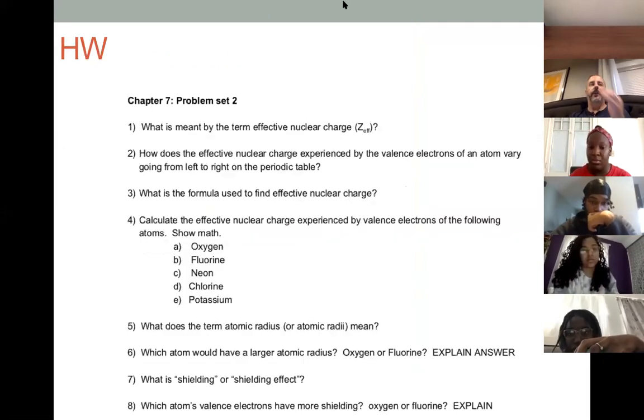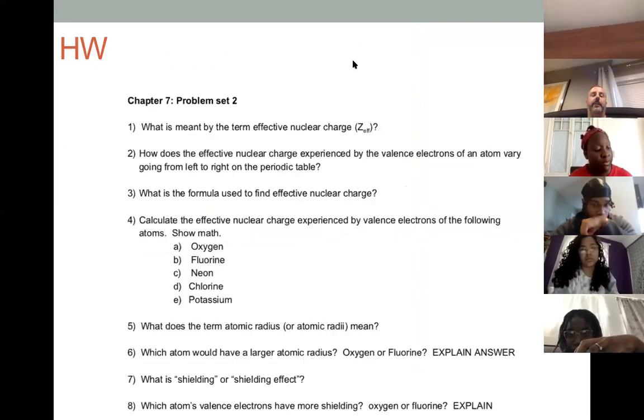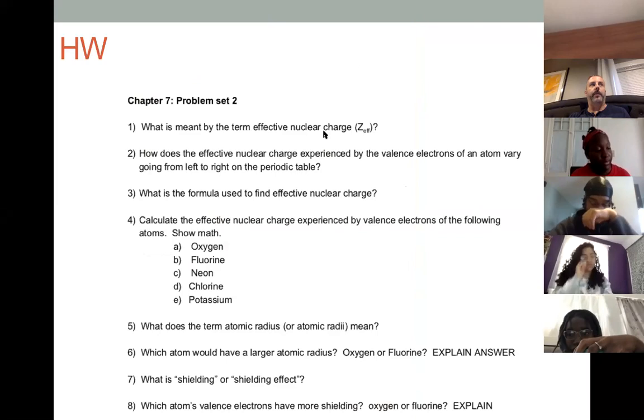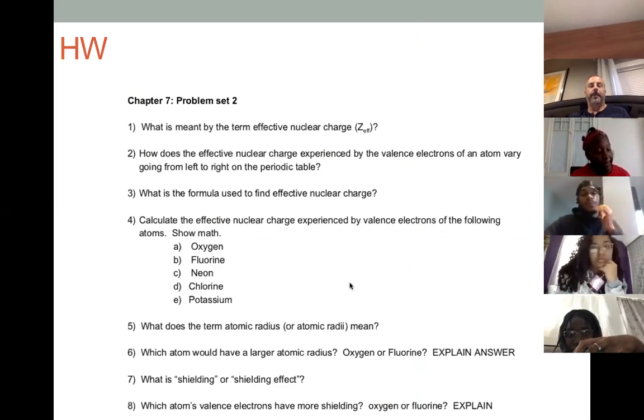Last night's homework, if you turned it in last night, I returned it already to you. Any questions on this first part? We're going to go over this today. Today we're going to talk about Zeff, and we're going to talk about shielding and ionization energy. We'll solve some problems today too.